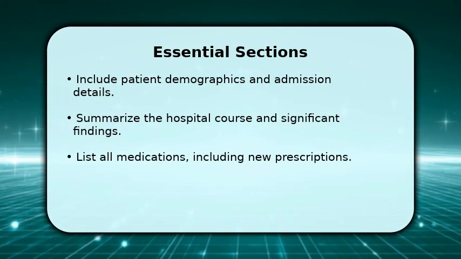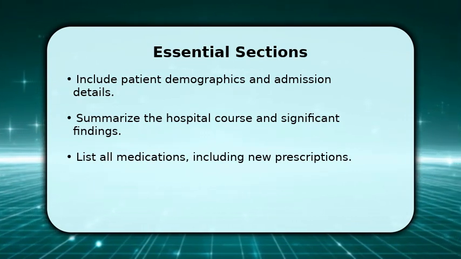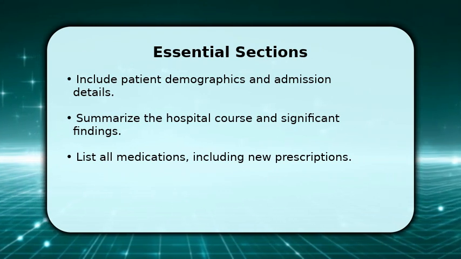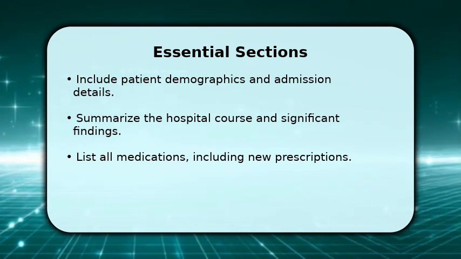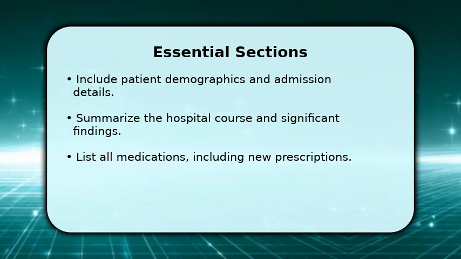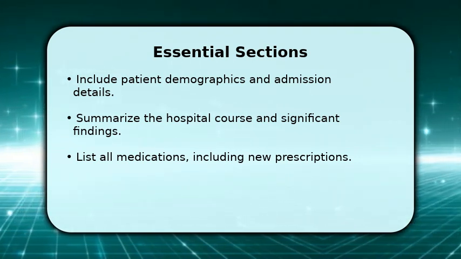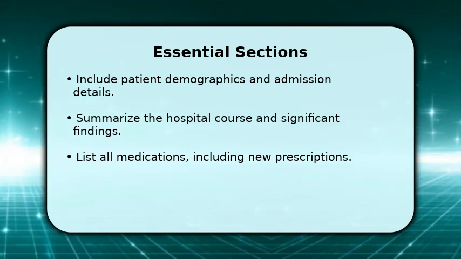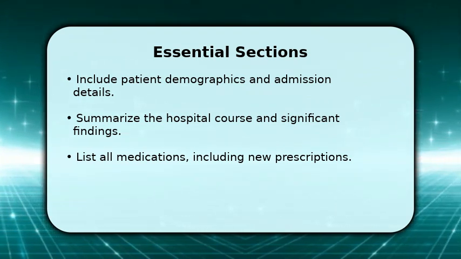When crafting a discharge summary, begin with patient demographics and the reason for admission. Next, provide a concise summary of the hospital course, highlighting key events and findings. Be sure to list all medications, specifying new prescriptions and any changes. Finally, describe the patient's condition at discharge and their planned destination.